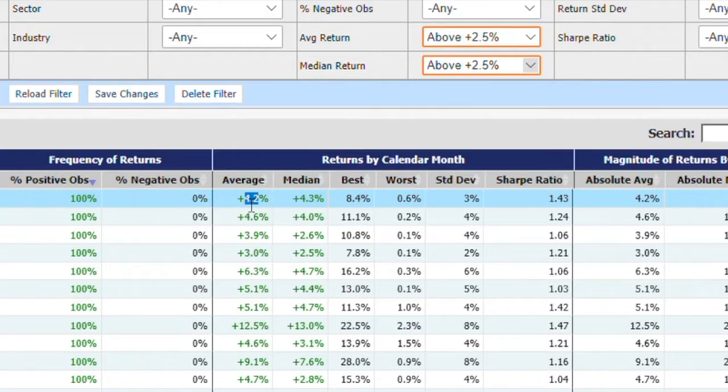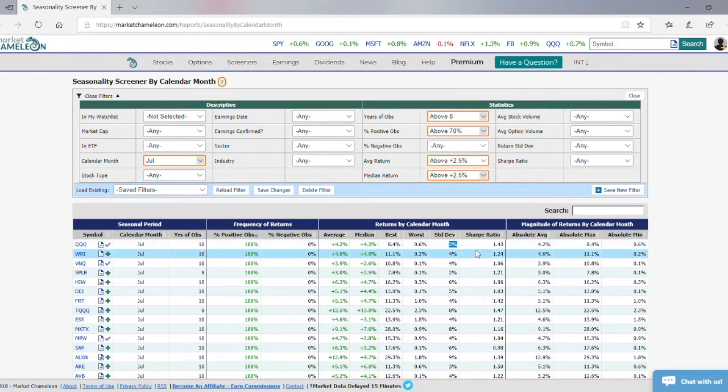The average return for QQQ has been 4.2% in July. The median return has been 4.3%. The best return 8.4%. The worst 0.6%. The standard deviation of these returns has been 3%, which is basically the variability of returns around this average.